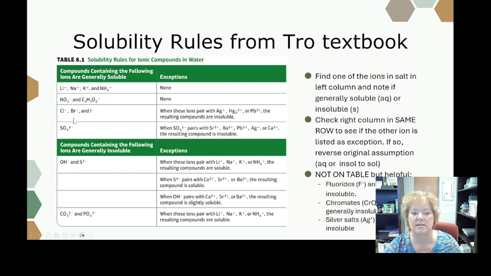If I had a substance with chloride and silver, the chloride ion indicates that it should be soluble. However, if the other ion is silver, that would mean that it would be insoluble. If I had hydroxide ion and sodium, the hydroxide ion indicates it would normally be insoluble. However, if the other ion is sodium, then it would be soluble. So if the other ion is in the exception list, it will reverse what the general rule is into the opposite category.